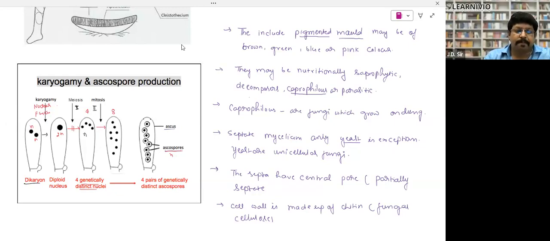They include the pigmented mold. They may be brown, green, blue, pink in color. Very, very important. This was the question.